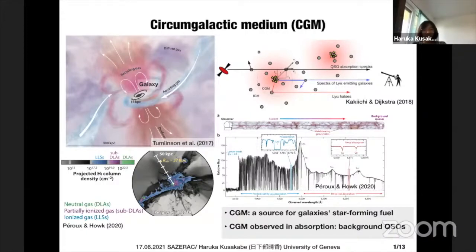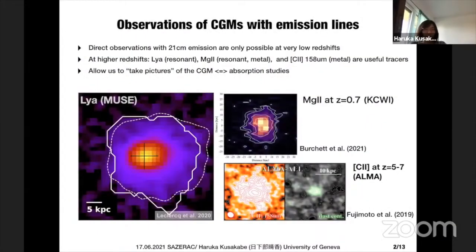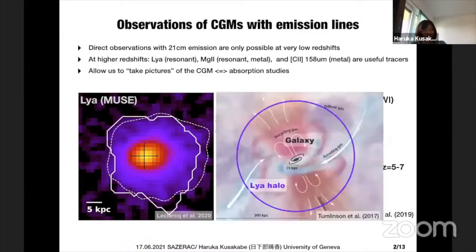The CGM has been observed with absorption imprinted in the spectra of background sources, such as damped Lyman alpha systems and Lyman limit systems. The CGM is also observed with emission lines. However, direct observations with 21 cm emission are only possible at very low redshift. At higher redshift, Lyman alpha, magnesium-2, and carbon-2 are used as tracers. These observations in emission allow us to literally take a picture of the CGM. In particular, among those tracers, extended Lyman alpha emission called Lyman alpha halos has been commonly investigated.